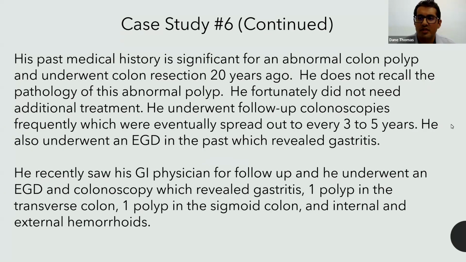His past medical history is significant for an abnormal colon polyp and underwent colon resection approximately 20 years ago. He does not recall the pathology of his abnormal polyp. He unfortunately did not need additional treatment. He underwent follow-up colonoscopies with his GI physician frequently, which were eventually spread out to every 3 to 5 years. He also underwent an EGD in the past, which revealed gastritis. He recently saw his GI physician for follow-up, and he underwent a follow-up EGD and colonoscopy, which revealed gastritis, one polyp in the transverse colon, one polyp in the sigmoid colon, and internal and external hemorrhoids.